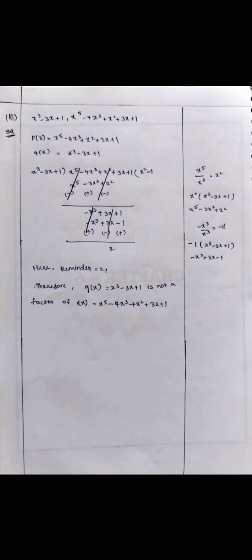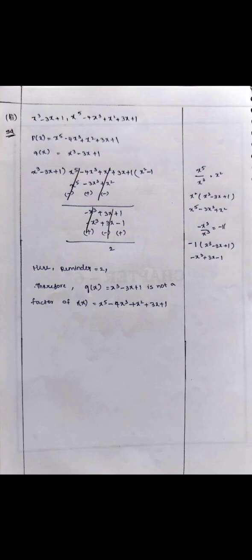The first term in the dividend, x power 5 divided by x cube, gives x square. If we multiply it with x cube minus 3x plus 1, we get x power 5 minus 3x cube plus x square. x power 5 minus x power 5 cancels, minus 4x cube plus 3x cube gives minus x cube, and x square minus x square cancels, and the remaining terms are brought down.